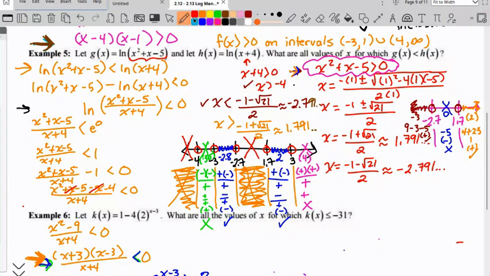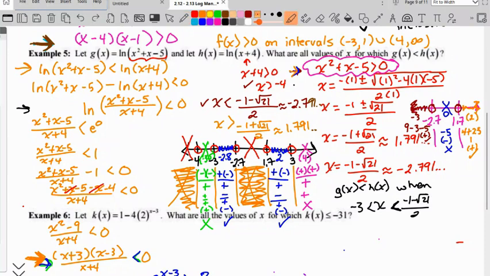So the answer to our question that we now have is that g of x is less than h of x when x is between negative 3 and what is the real number that negative 2.7 represents? The exact value was negative 1 minus the square root of 21 over 2. Negative 1 minus the square root of 21 over 2.